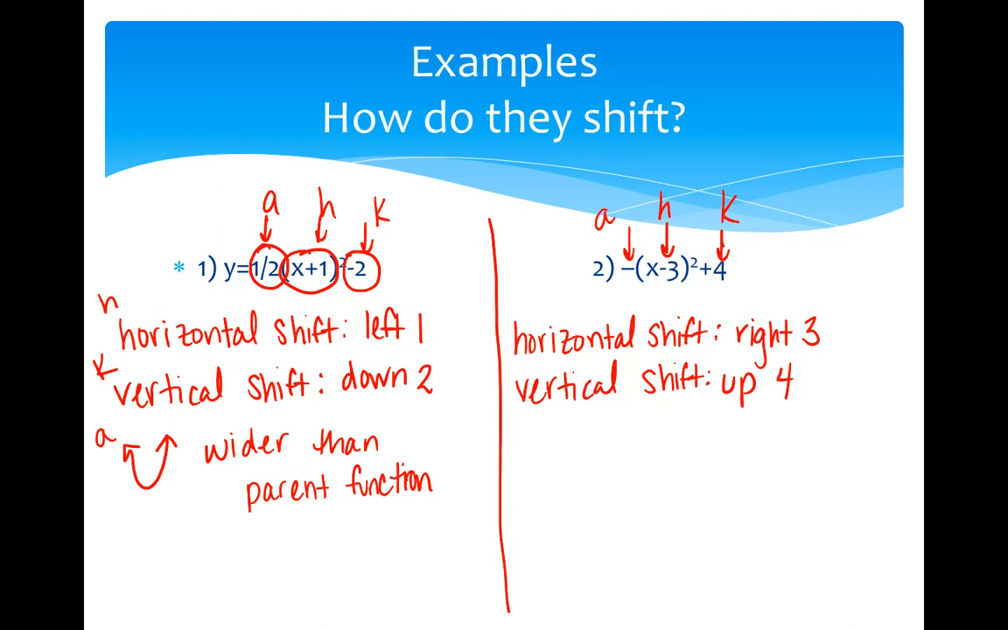And then A is the number in front of the parentheses. So here it's just a negative, which really means it's a -1. So negative A means that it's going to open down. But then here, this is just really a 1 when we think about the absolute value. So there's going to be no stretching or shrinking because it's going to be the same as the parent function. So just say same width.